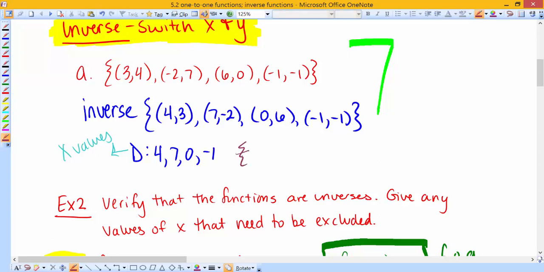So your domain is going to be x such that x only equals -1, 0, 4, and 7. So you do need to make sure you write those out. I'm okay if you write it this way, but this is proper set notation for your domain.